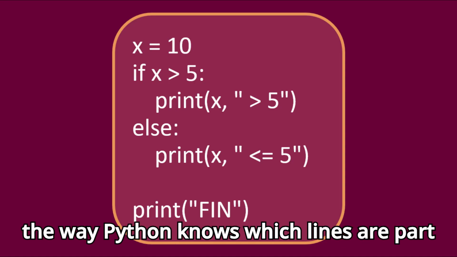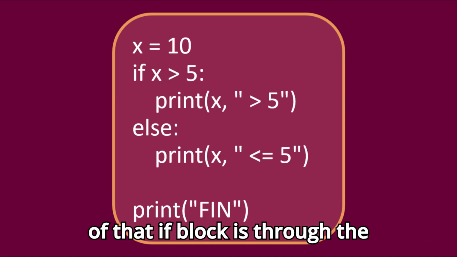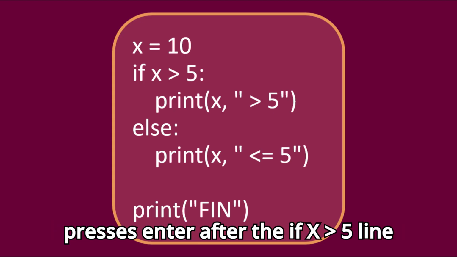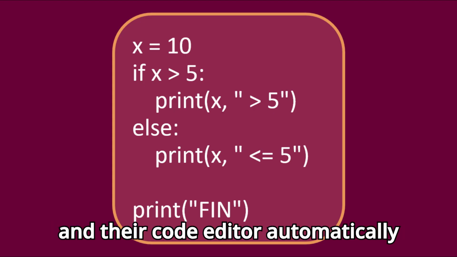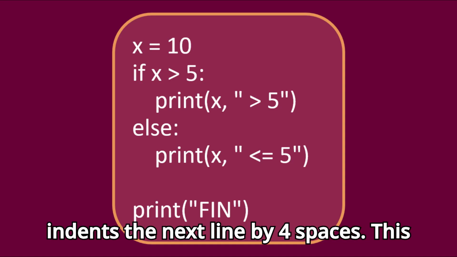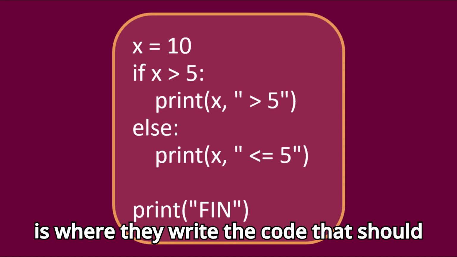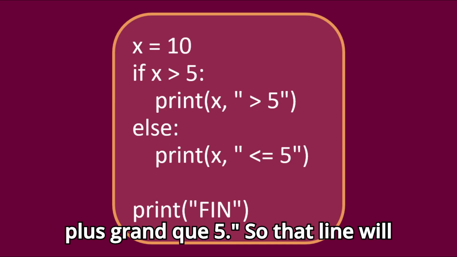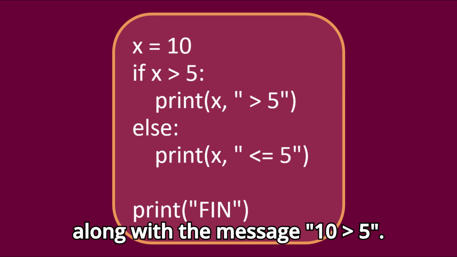And the way Python knows which lines are part of that if block is through the indentation. In the video, the narrator presses enter after the if x > 5 line, and their code editor automatically indents the next line by 4 spaces. This is where they write the code that should be executed if x is greater than 5: print x, "est plus grand que 5". So that line will print out the value of x, which is 10, along with the message, est plus grand que 5.